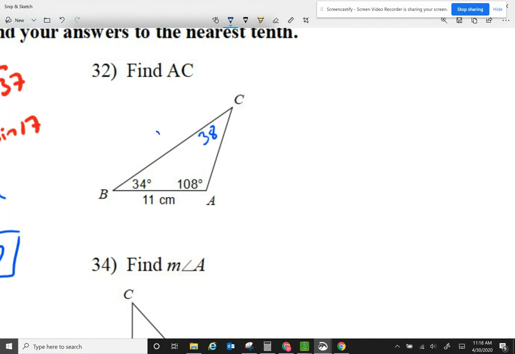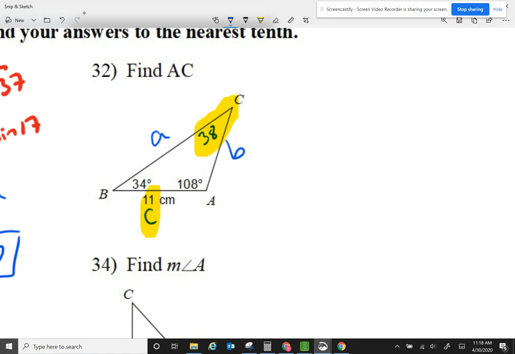I'm going to say this is little a, this is little b, and this is little c. Side A is opposite from angle A. Side B is opposite from angle B. Side C is opposite from angle C. Notice how I have two of the same. I have angle C and I have side C. I'm going to use law of sines. Remember I said when you have two of the same letter, use law of sines.